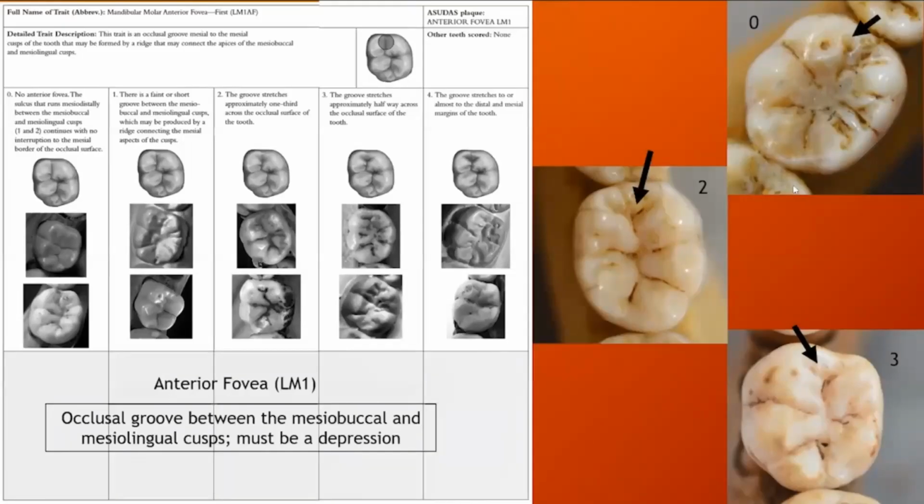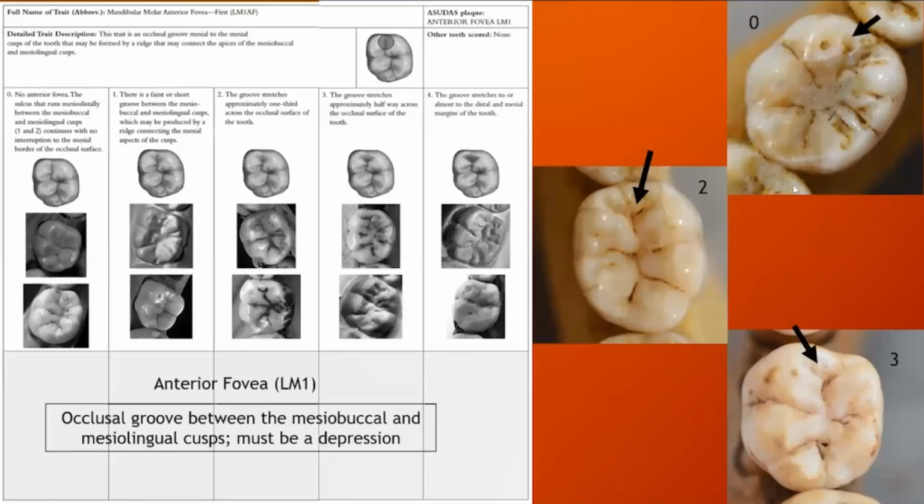So this trait can sometimes be a little bit tricky, in part because you have to actually have a depression that runs between the two mesial cusps, so the mesiobuccal and the mesiolingual cusps. That's got to be uninterrupted. So sometimes people find this trait a little bit tricky. So hopefully the pictures and the descriptions here will help make that a little clearer when you're looking at this in casework. So in the picture that's a 0, you can see that that little depression that's between the mesiobuccal and mesiolingual cusps is not uninterrupted. There's actually a ridge that's running through it. So that one's a 0.